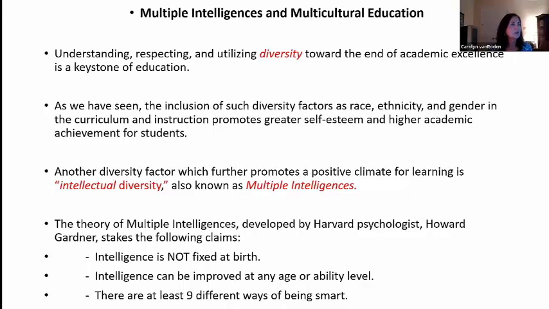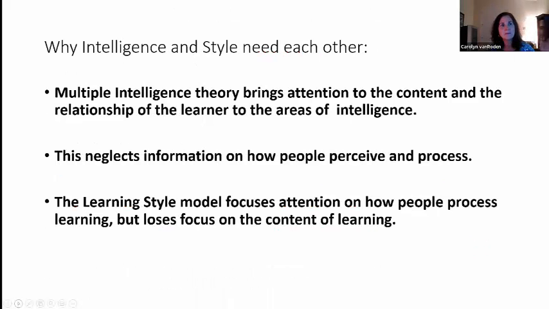So another thing to take a look at is multiple intelligence. And I know most of us have heard about Howard Gardner, and he talks about how intelligence isn't fixed at birth. You can improve it. There's 9 different ways that's been added, one more ways, 8 new ways. And I'm sure that after this pandemic, we'll talk about more with technology. But our multiple intelligence brings attention to the content, looking at our learners' intelligence. It doesn't look at how people perceive and process. It looks at the things that they like.